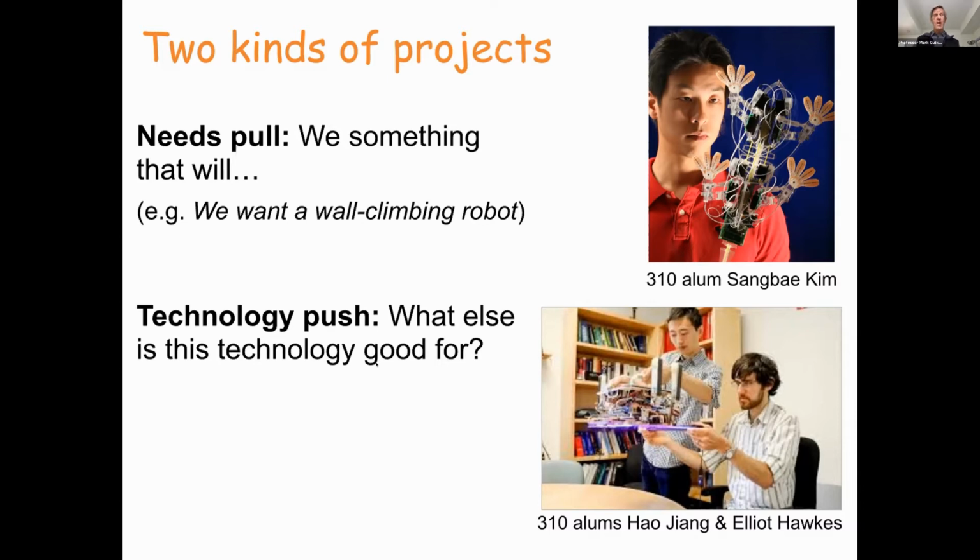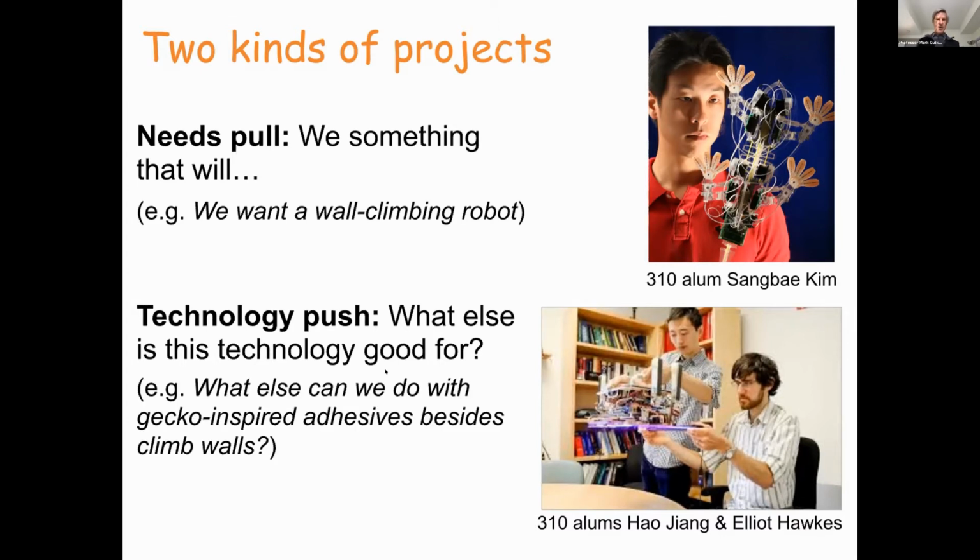But to tell the truth, a lot of the time it's also technology push. Like, we have this technology, what's it good for? For example, we have some gecko-inspired adhesives. What are they good for besides climbing walls? And this is a course in which I've met many good designers, including Songbei Kim, who I see is in the audience, also Elliot Hawks, Hao Zhang, Hannah Stewart at Berkeley, and many others.